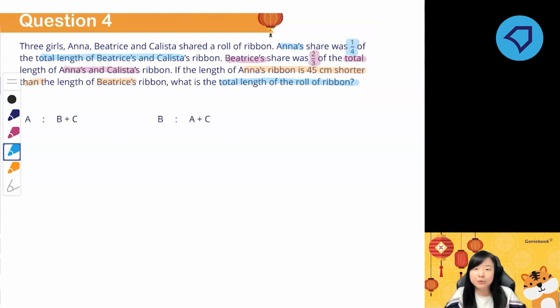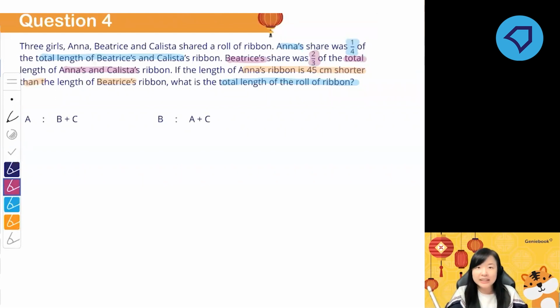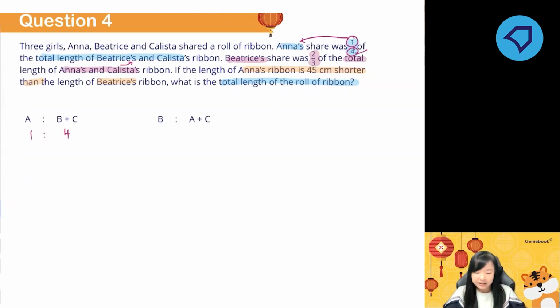Okay, let's look at standard again. We will have to fill in our ratio. Everybody, you should be very good at this now. So if Anna is 1/4 of total for Beatrice and Calista, 1 is for the first quantity, Anna, 4 is for the second quantity, which is the total for Beatrice and Calista. 1:4. What about the second ratio? Beatrice's share is 2/3 of total for Anna and Calista. That will give us 2:3. Very good.